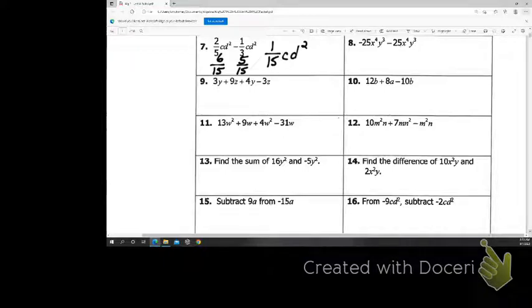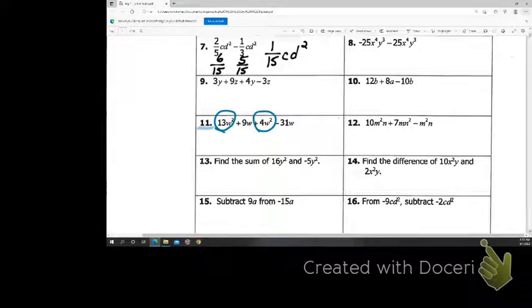If you see that there are, for instance, in number 11, W's and W squareds, the second power can go together, and the first power can go together. You cannot put all of these together. The squared on the W does not mean that we square the 13. It would have to be inside some parentheses for that to happen. So these two are like terms, and even though they're not next to each other, I can combine them.